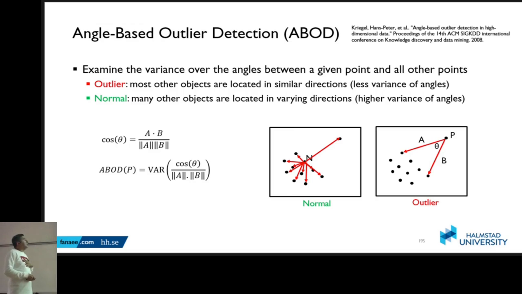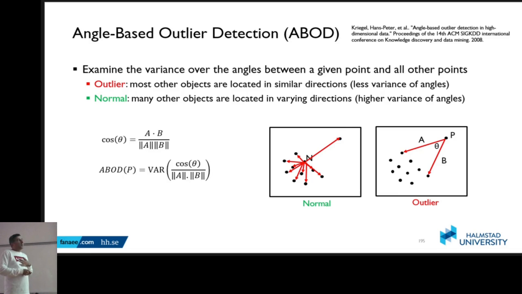Then we have angle-based methods. The idea of the angle-based method is that if we take two points from the data and compute the angles to the reference point P, if P is an outlier, these angles that P has with any pair of data points don't change too much, right?